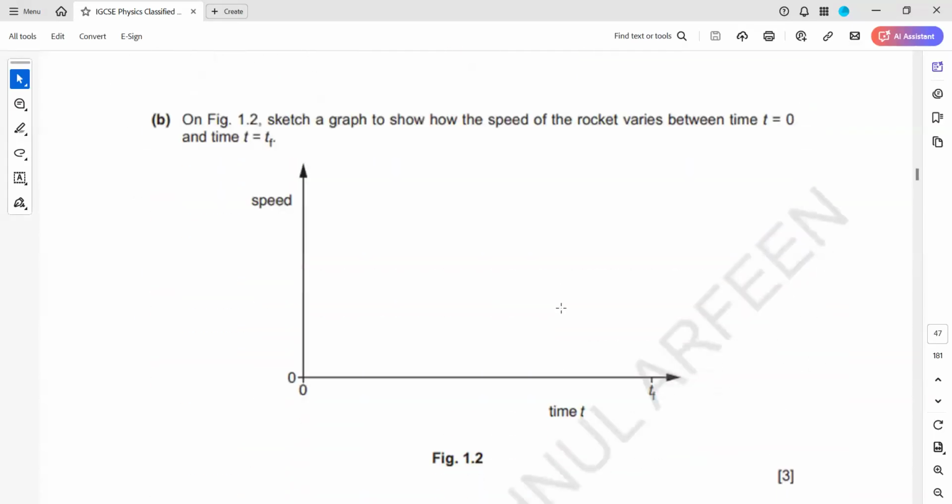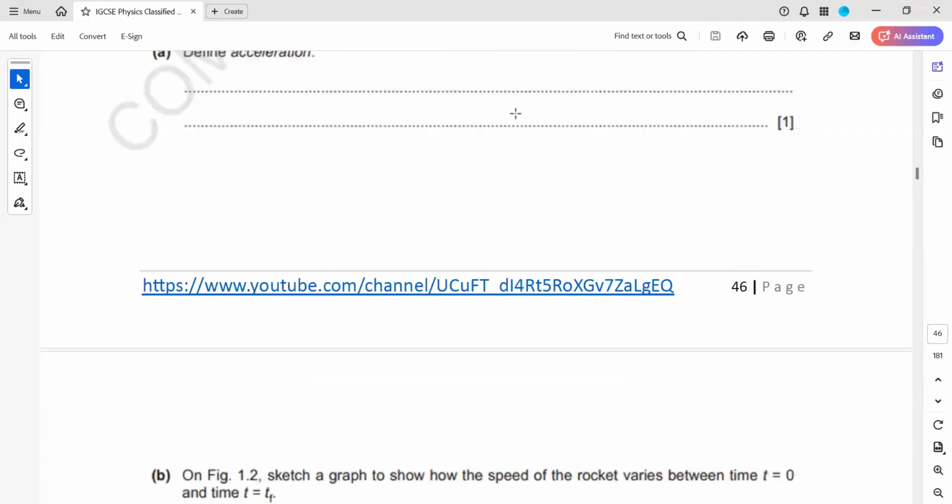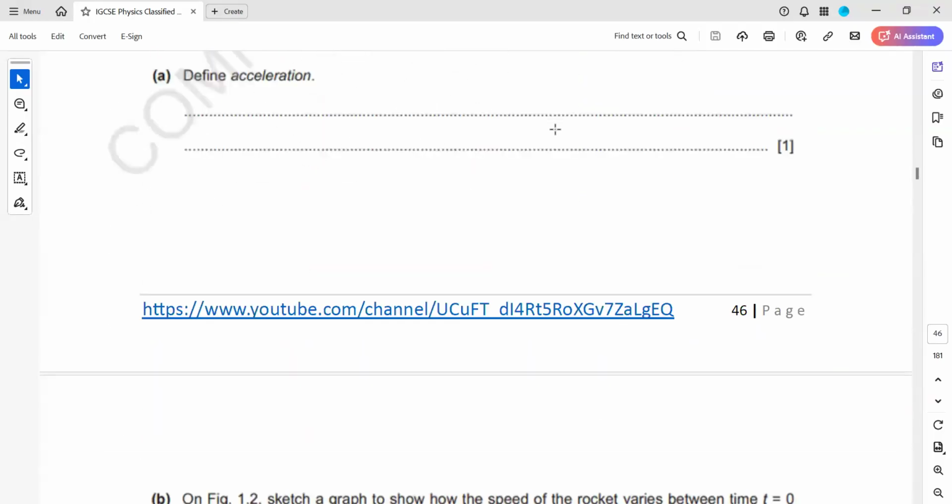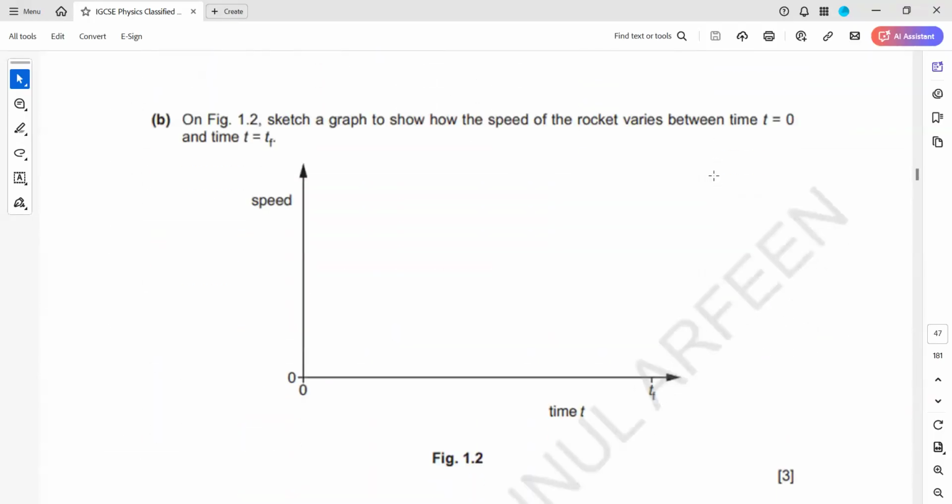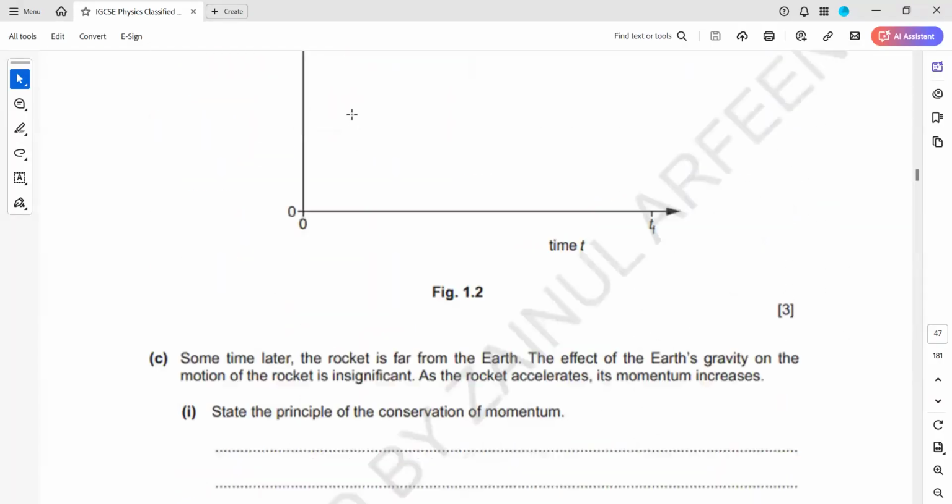So on a figure, sketch how the speed of the rocket varies between time 0 and TF. First you can see acceleration was increasing and then the acceleration was constant. So this is what we did. First we drew the acceleration increasing, so the curve gets steeper, and then the acceleration is constant, so it will be a straight line. Clear?